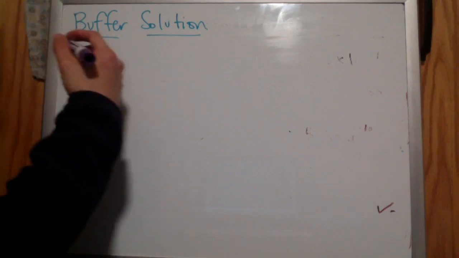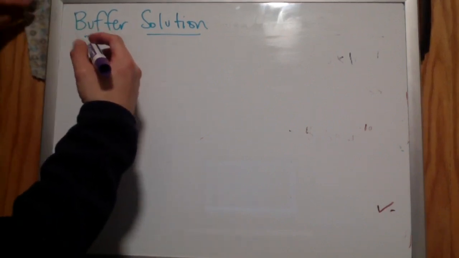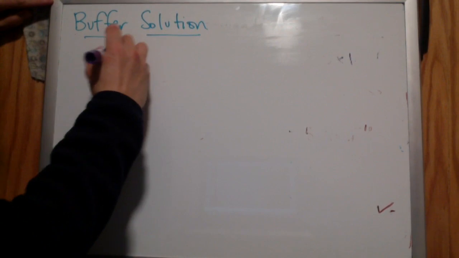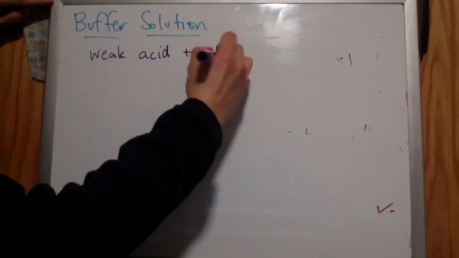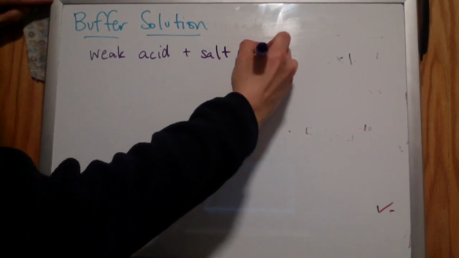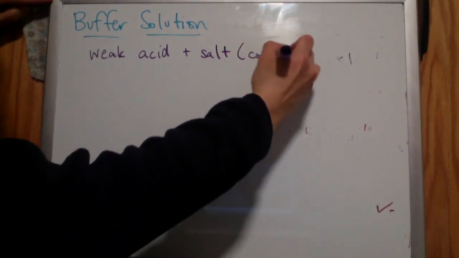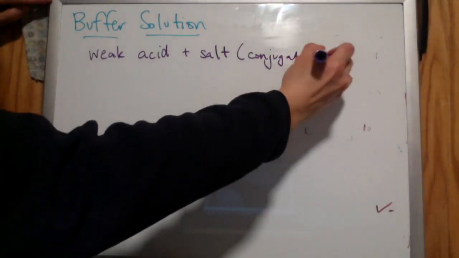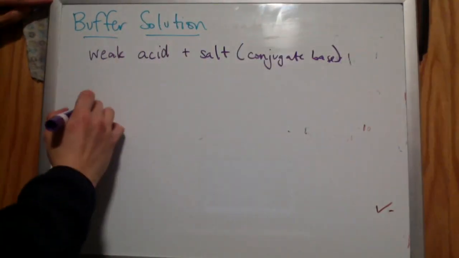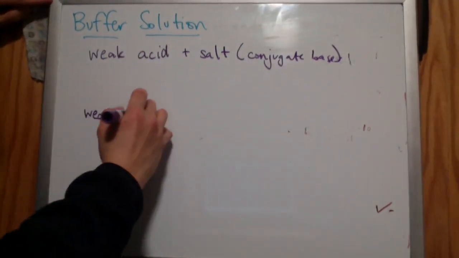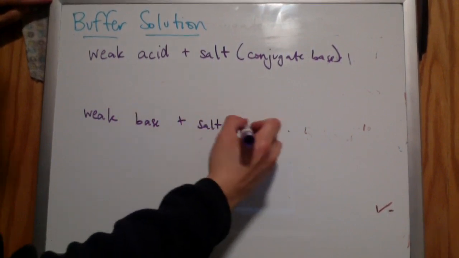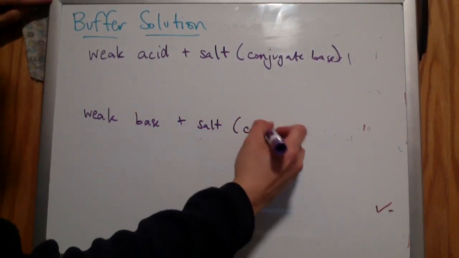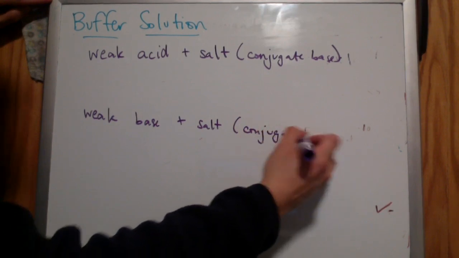All right, today we're going to take a look at buffer solutions. Buffer solutions are made up of a weak acid and its salt, which would contain its conjugate base. Or it would be comprised of a weak base and its salt. And the salt would be comprised of the conjugate acid.